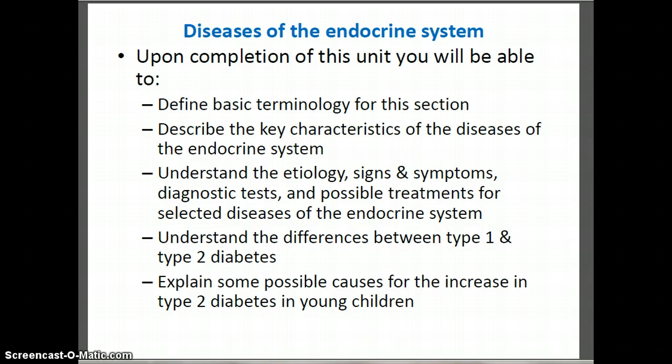Upon completion of this unit, as you can see, you will be able to define basic terminology, describe the key characteristics of diseases of the endocrine system, and understand etiology, signs and symptoms, diagnostic tests, and possible treatments for selected diseases, and understand the difference between type 1 and type 2 diabetes, and explain some possible causes for the increase in type 2 diabetes in young children. As I said, it is epidemic in our country.